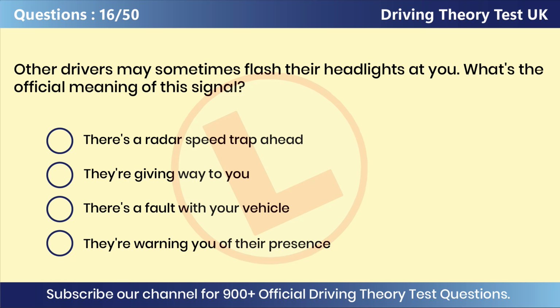Question 16. Other drivers may sometimes flash their headlights at you. What's the official meaning of this signal? A. There's a radar speed trap ahead. B. They're giving way to you. C. There's a fault with your vehicle. D. They're warning you of their presence.